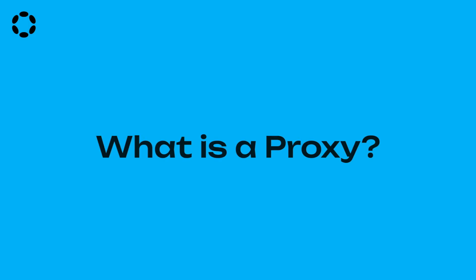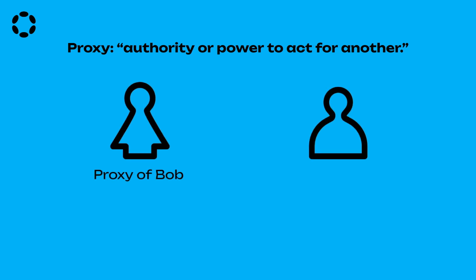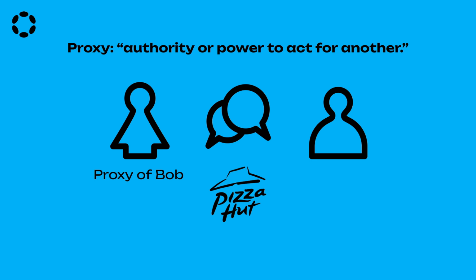The word proxy, as defined by Merriam-Webster, is authority or power to act for another. In other words, if Alice is a proxy of Bob, that means Alice has the authority to act for Bob. Let's use a non-technical example to really understand this definition. Let's say Bob tells Alice and the local pizza joint that she has the authority to order pizzas on his behalf using his card on file. So Alice would be Bob's pizza proxy.